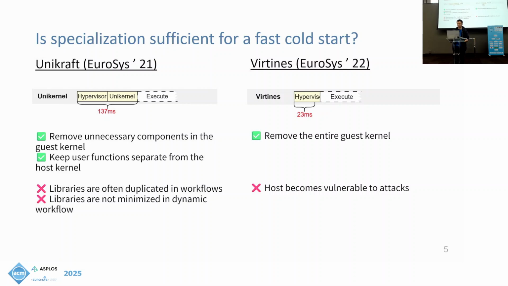However, in workflows with multiple functions, small libraries are often reused, and in dynamic workflows, dependencies can vary a lot, making redundancy. By completely removing the guest kernels, runtimes reduce the startup time even more. But this removal can lower the isolation, since system calls can go directly to the host kernel. It becomes more vulnerable to attack.